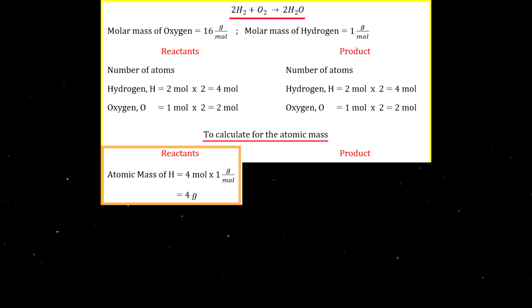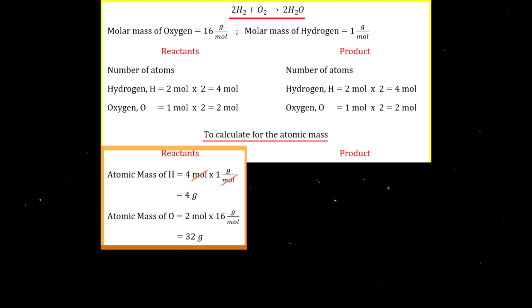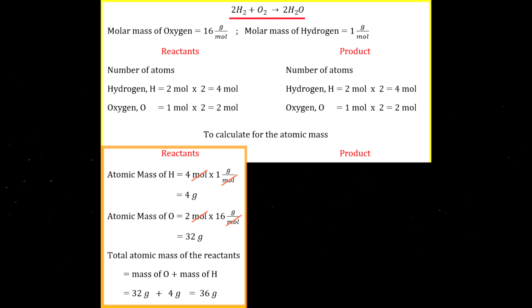We simply multiply the 4 moles by its molar mass, that is 1 gram per mole, so we get 4 grams. For the atomic mass of oxygen, we multiply 2 moles by its molar mass, that is 16 grams per mole, that is 32 grams. So the total mass of the reactants will be 32 grams plus 4 grams, we get 36 grams.